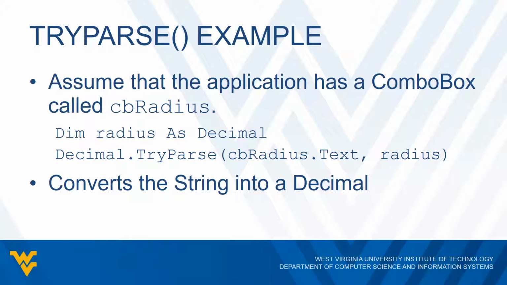So we see here in all these different examples, we can take the string of some type, whether it's a label or a combo box or wherever, convert it into the data type that we want and then store it in a respective variable of whatever that data type is.